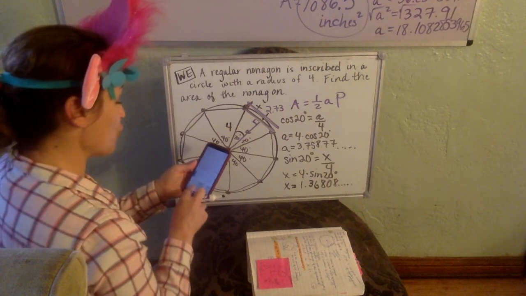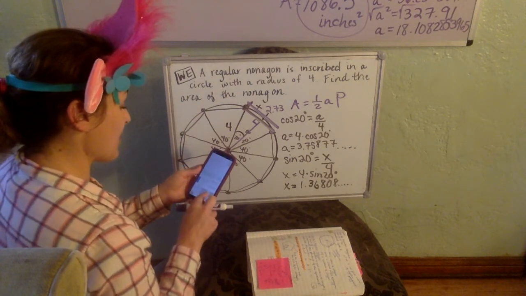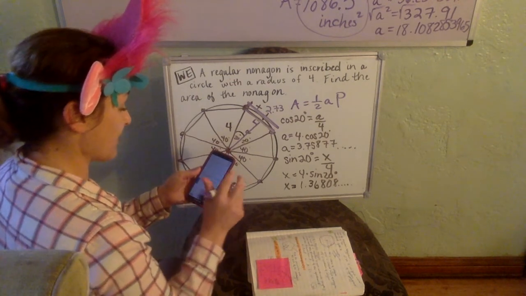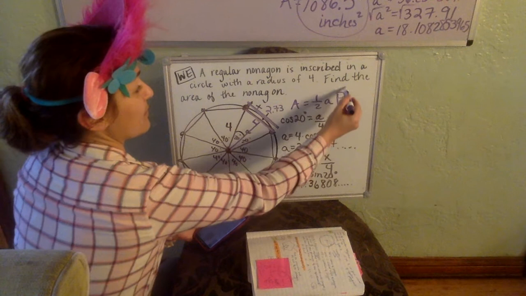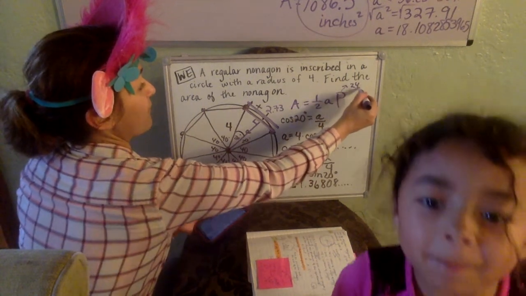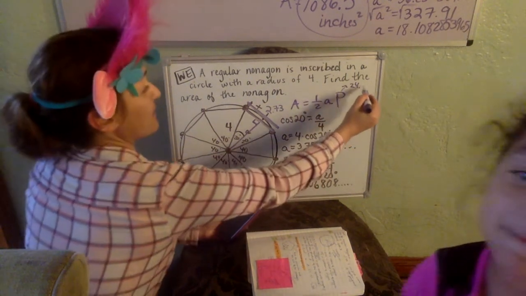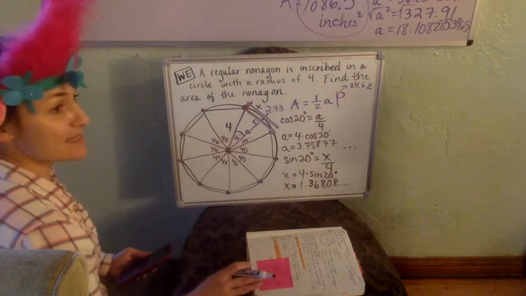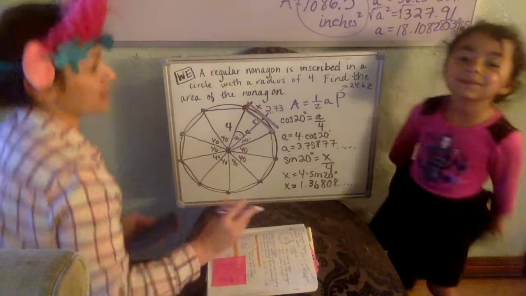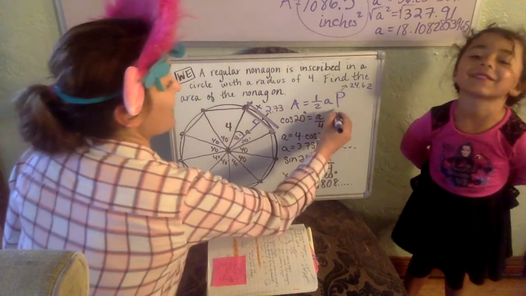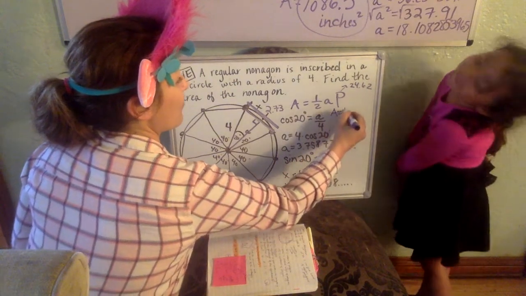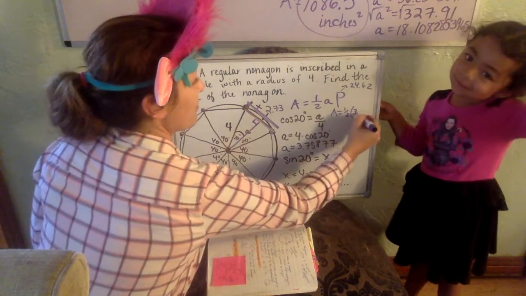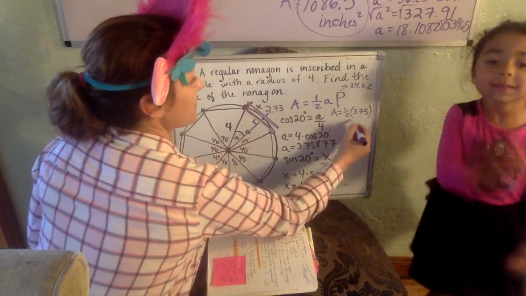So 2.73, when we times that by 9, we're going to get that the perimeter is about 24.62. And so lastly, let's just go ahead and do our calculation here. We're going to get 1/2 times the apothem, which was 3.75, times the perimeter, which is 24.62.